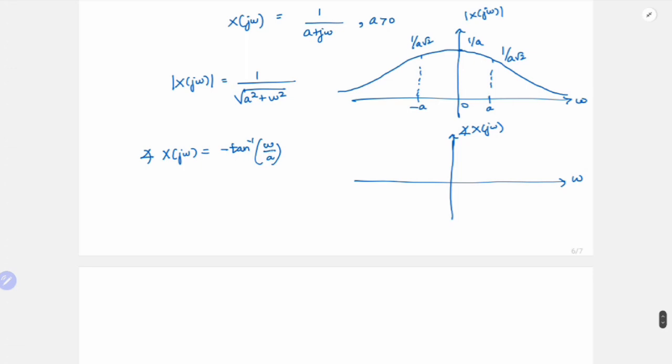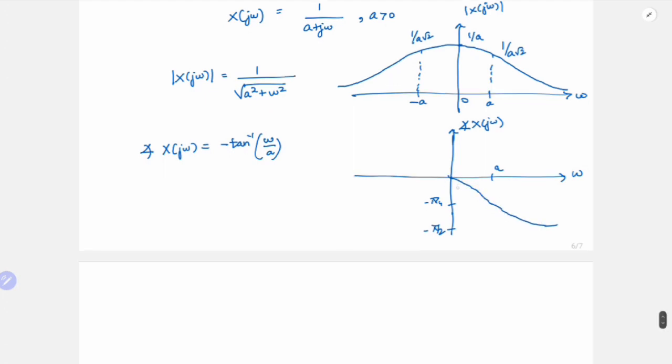What happens when omega tends to infinity? Tan inverse tends to pi by 2. But since there is a minus sign, you will actually have minus pi by 2. You will start from here. And then what happens at omega equal to a? It becomes minus pi by 4. And at 0, it comes to 0. So it is tracing like this. And what happens at minus a? It goes to pi by 4. And when omega tends to minus infinity, it goes to pi by 2. So this is the graph for the phase.